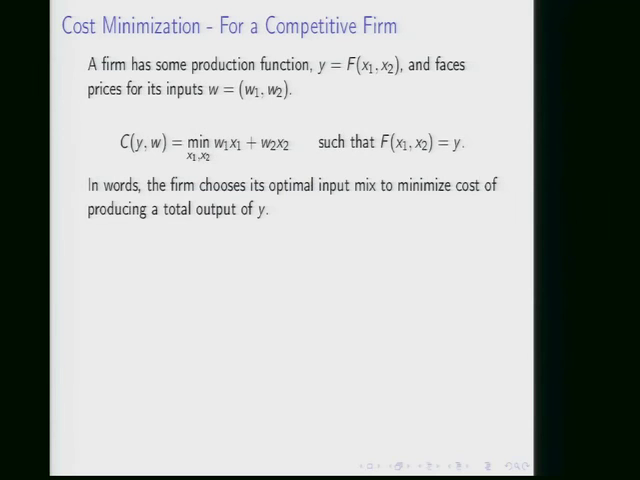So you can see this. We're going to choose X1 and X2. Those are the inputs. They might be things like capital and labor, for example. We're going to choose those inputs so as to minimize total expenditures, the total cost the firm faces, subject to a constraint. And the constraint is that the firm is going to choose its inputs so that it's able to produce a quantity Y. So that's the idea.